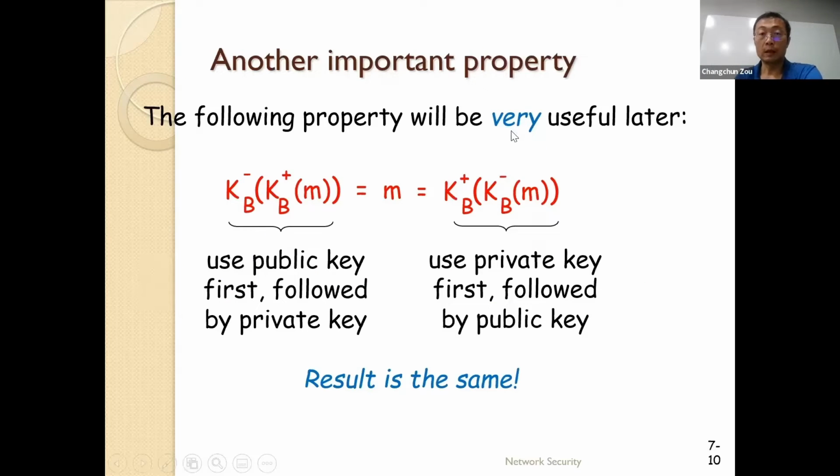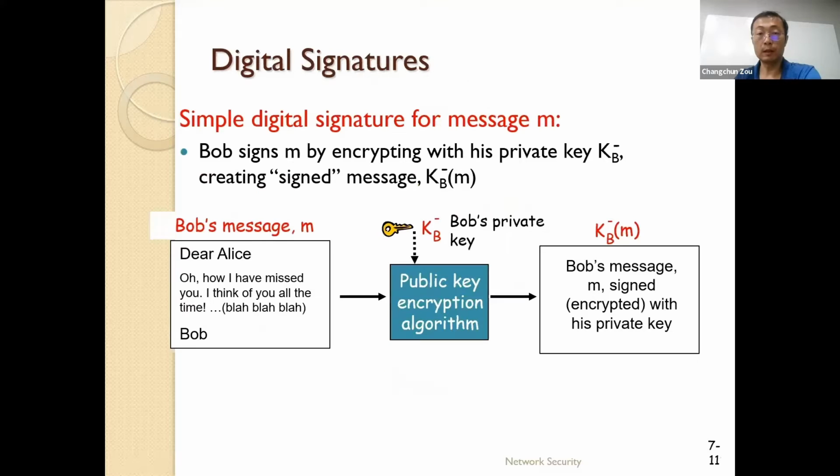And public key cryptography also has an important feature, which means of the two keys, you can use one key for encryption and the other key for decryption, or you can switch their positions: use the private key for the encryption, then use the public key for the decryption. So either way, you can recover the original message. So this is a very useful property. We will explain it in a few slides. So that's the basic requirement.